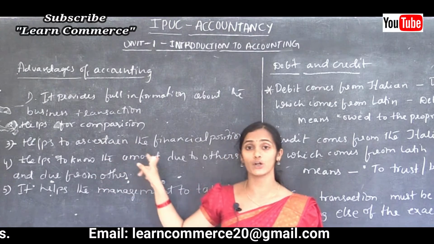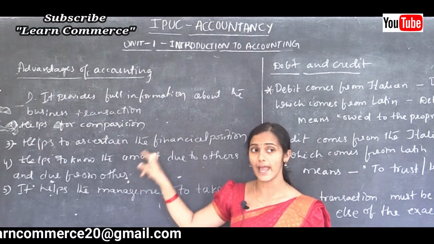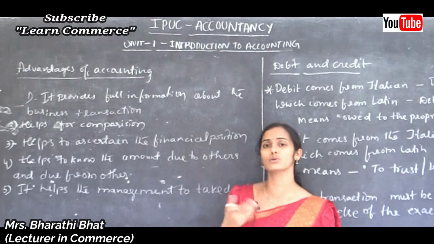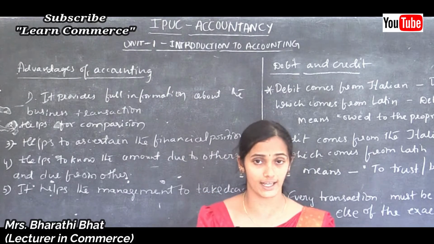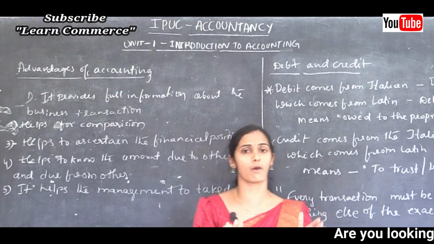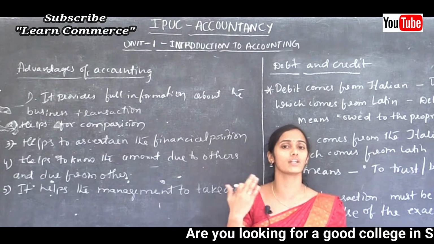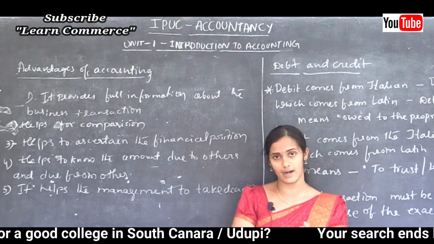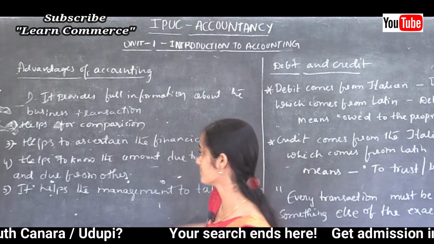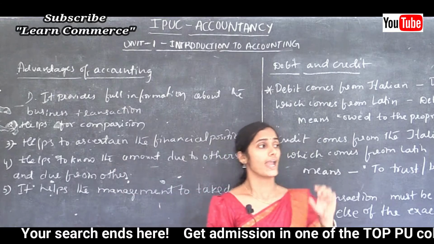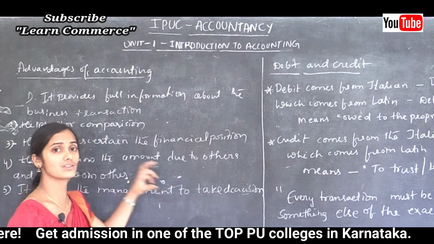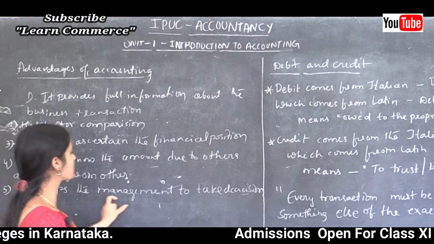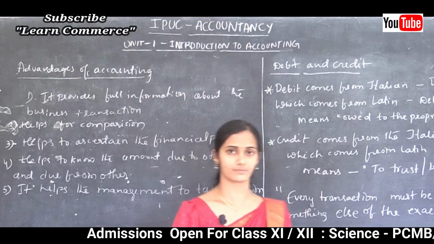So this accounting helps the management to know about the exact amount of due to others. ಯಾರಿಗೆ ಎಷ್ಟು ಕೊಡ್ಲಿಕ್ಕಿದೆ, ಯಾರಿಂದ ಎಷ್ಟು ಬರ್ಲಿಕ್ಕಿದೆ, ಇಷ್ಟು ಅಮೌಂಟ್ ನಮಗೆ ಇನ್ನ ಬರ್ಲಿಕ್ಕಿದೆ, ಇಷ್ಟು ಅಮೌಂಟ್ ಇನ್ನ ಕೊಡ್ಲಿಕ್ಕೆ ಇದೆ, ಆ ಅಮೌಂಟ್ ಅನ್ನ ಕ್ಲಿಯರ್ ಆಗಿ accounting provide ಮಾಡುತ್ತೆ to the business organization. So it helps to know about the exact amount of due to others and due from others.